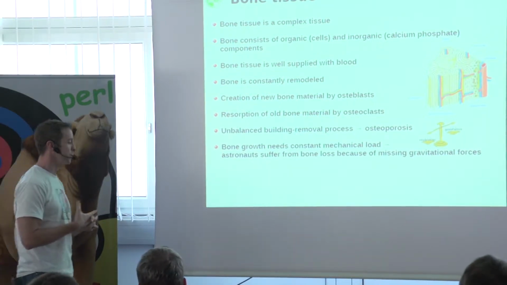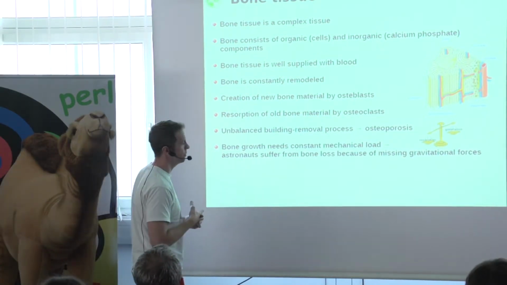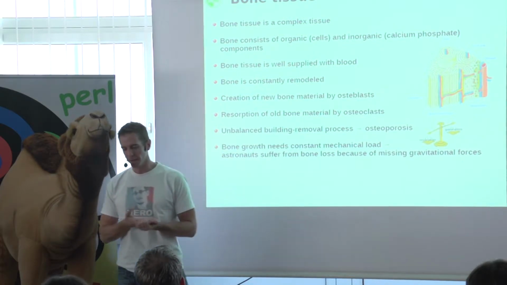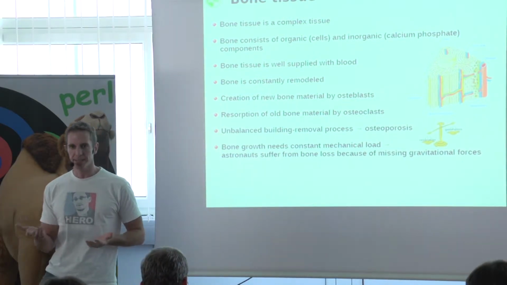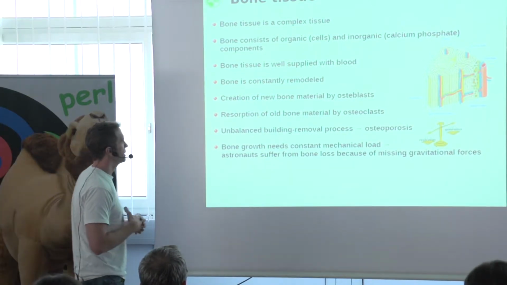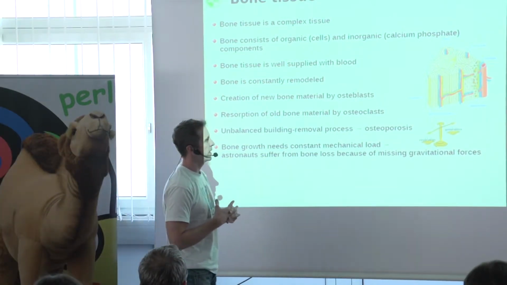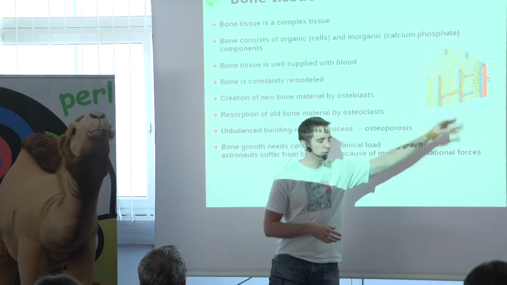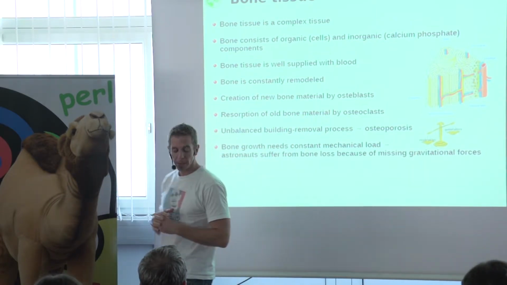So a few key facts about bone tissue. Bone tissue is a very complex tissue. It consists of organic material like the cells and inorganic material, the calcium phosphate. Important is that the bone is very well supplied with blood. So we have a lot of vessels in bone tissue.